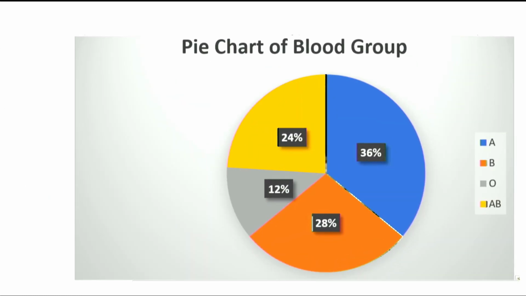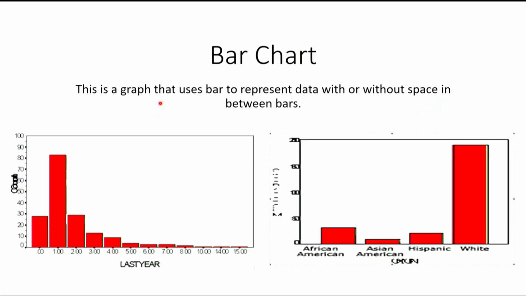So this is the diagram. 24% is for AB, 36% is for blood group A, 12% is for blood group O, while 28% is for blood group B. This is a bar diagram. This is a typical example for the bar diagram.